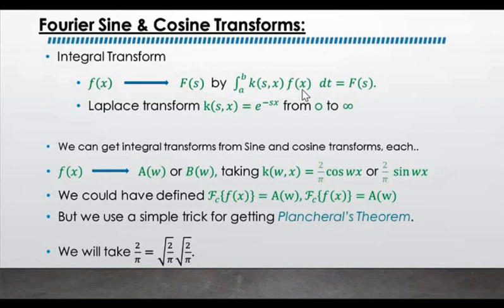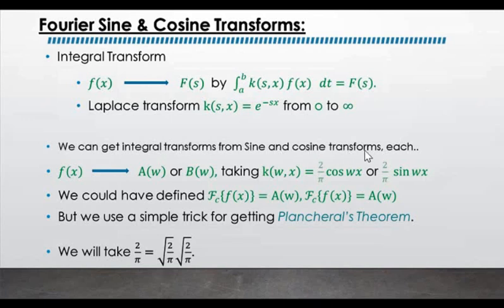That is, we multiply f of x with a function of two variables k of s, x, where s is a new variable, and then integrate from a to b with respect to x. Then you get a function of s, that is taken as capital F of s. So in the case of Laplace transform, we have seen that this k of s, x is nothing but e raised to minus s x, and a is 0 and b is infinity.